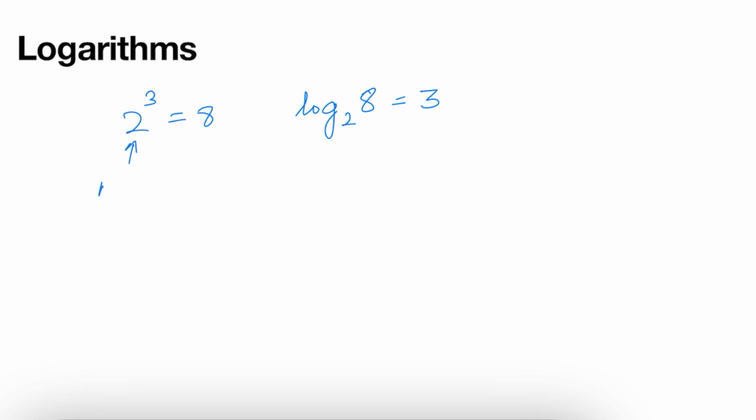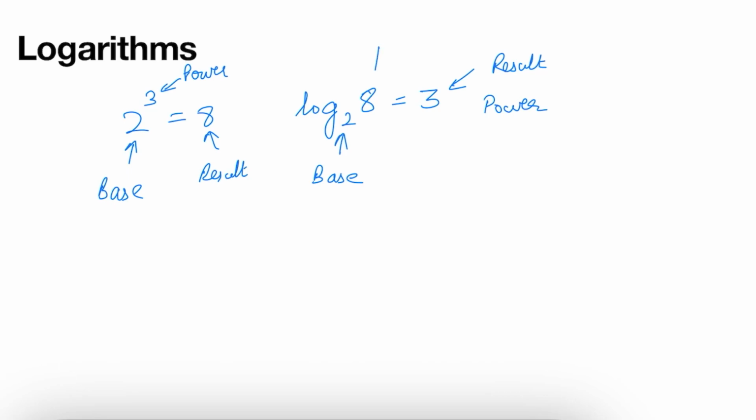So here 2 is called the base. Even in logarithm, this is called the base. And this is the power, and this will be the result of the logarithmic function. The power will be the answer of this logarithmic function, and this is here the result of the exponent, but here this is called an argument. Okay, so as I said, logarithm is another way of writing the exponents, or it's also called the inverse of exponential functions. So let's take another example.